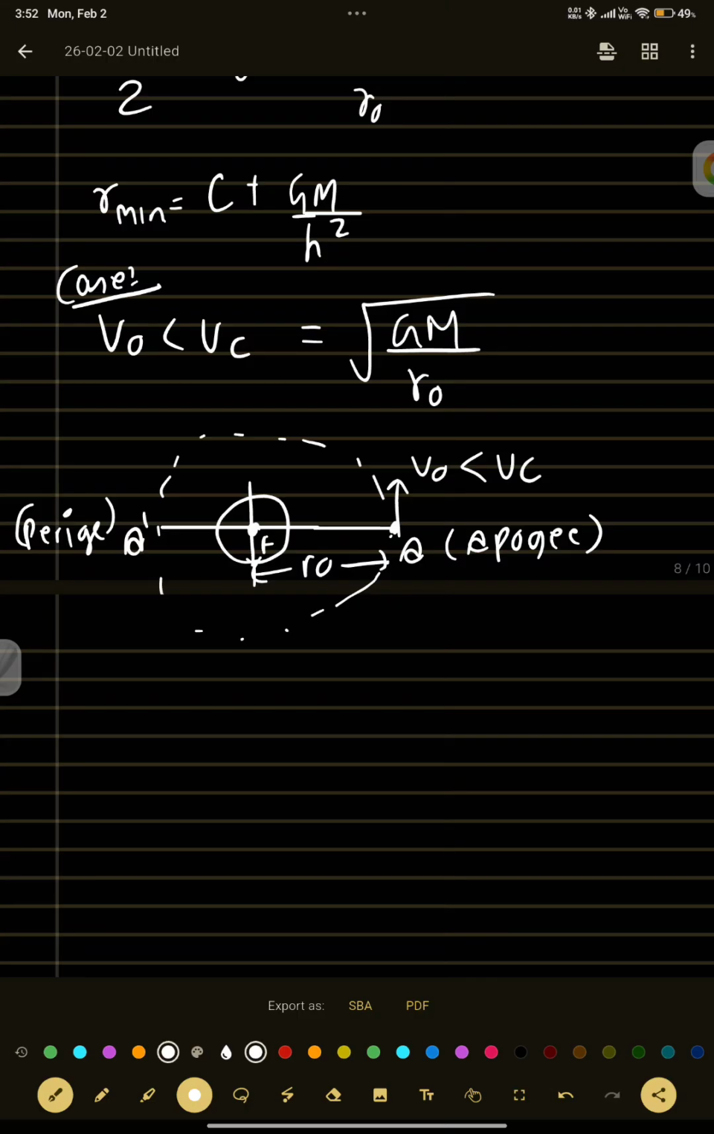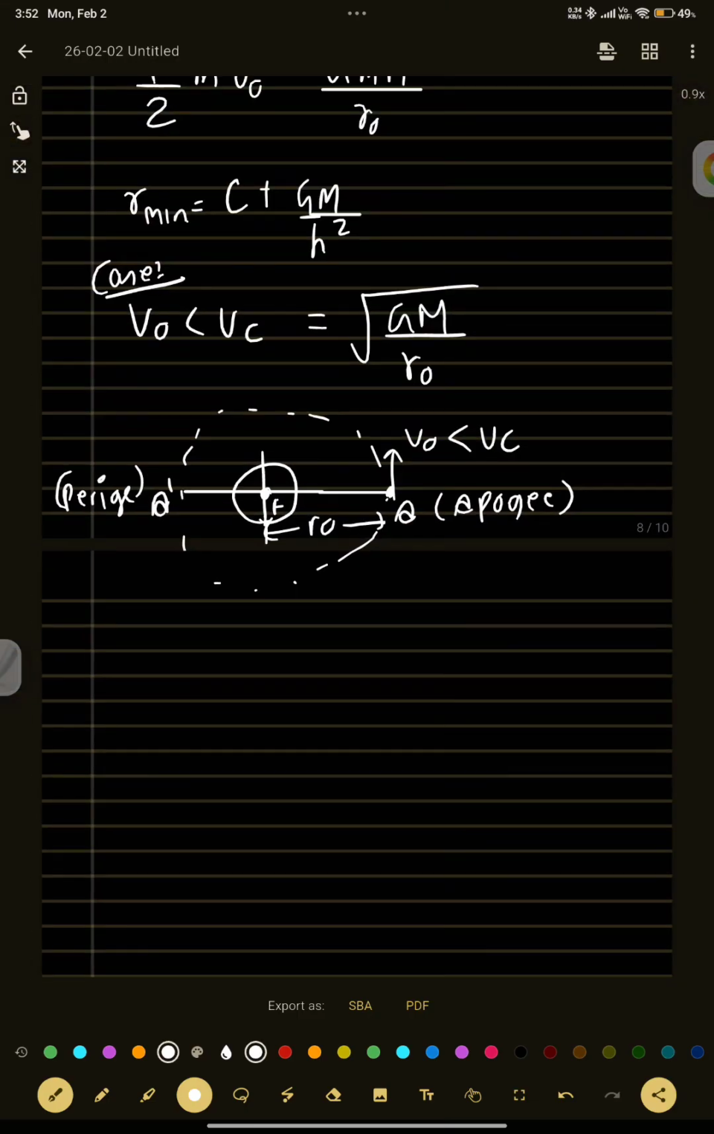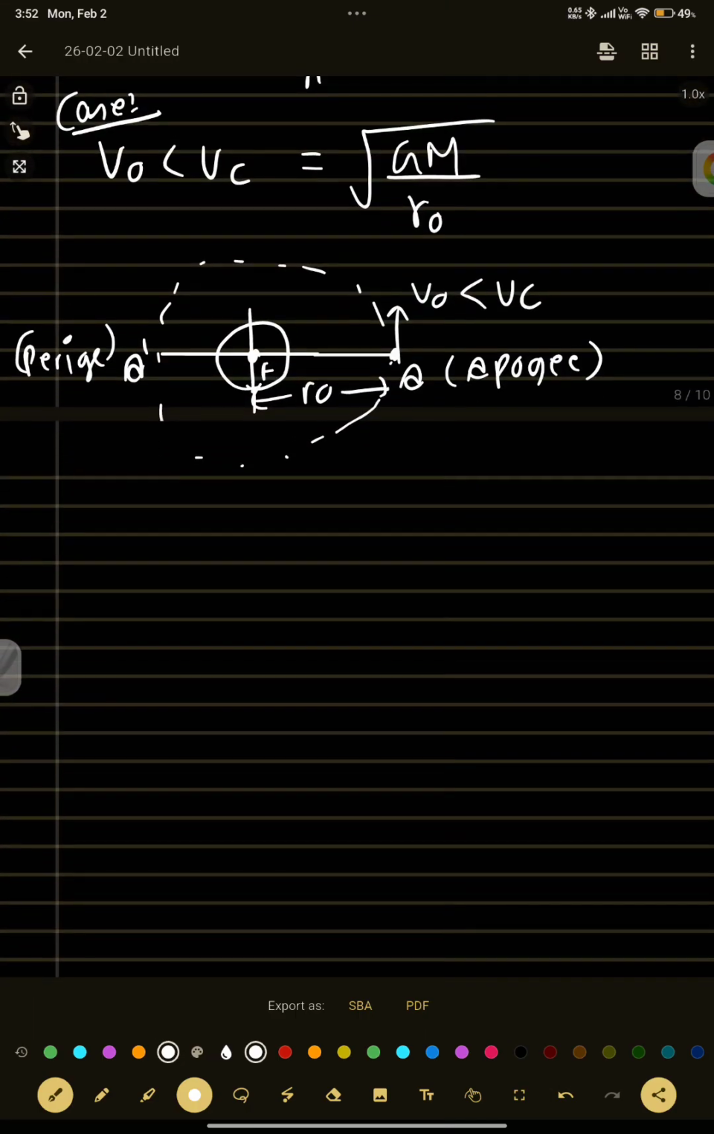again the same question. Suppose I choose this one as my theta 0 location. Can I choose this one as theta 0? If I want to use this form, 1 by r equals c cos theta plus GM by h square, at theta equal to 0, r is equal to r minimum. At theta equal to 0, you can see that it is maximum, it is not minimum.